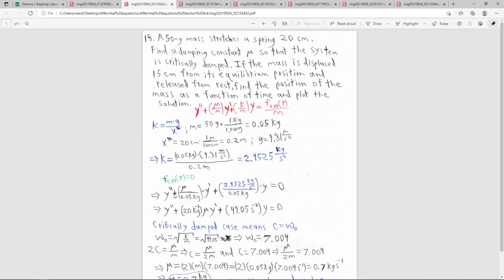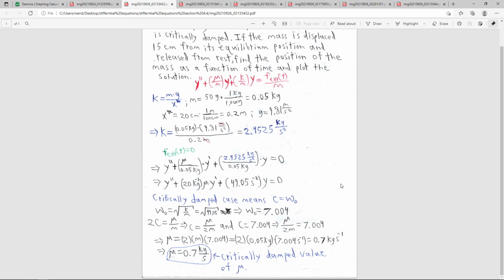But no, let's put in this formula. So y double prime plus mu divided by 0.05 kilograms times y prime plus this stuff times y equals 0. So we have 20 reciprocal kilograms times mu times y prime. Omega naught is equal to the square root of k over m, as we established at the beginning. That's in the standard formula here. So the square root of 49.05, and omega naught is equal to 7.004.